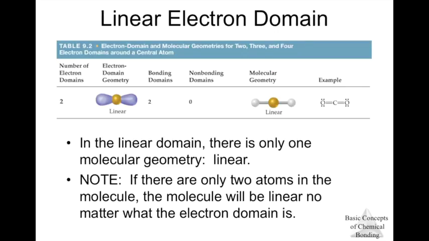So in the linear domain, just one molecular geometry, linear, obviously, right? If you only have 2 electron domains, this is what you're going to get. And obviously, if you only have two atoms in a molecule, it's always going to be linear because that's the only way you can do it. So if you had two bonding domains, no non-bonding pairs, this is what you're going to get, right? Because there's no non-bonding pairs to affect the shape of this molecule.